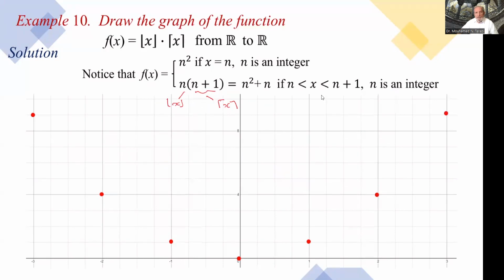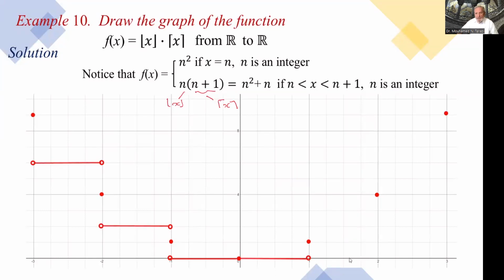Now we need to see when x is between two integers. Between these two integers, n is -3 here. So -3 times -3 plus 1, which is -2, you get 6. Now, when x is between -2 and -1, n is -2, and then here you get -2 plus 1 is -1, -2 times -1 gives you 2. So this is 1, 2, 3, 4. And then you get 0.